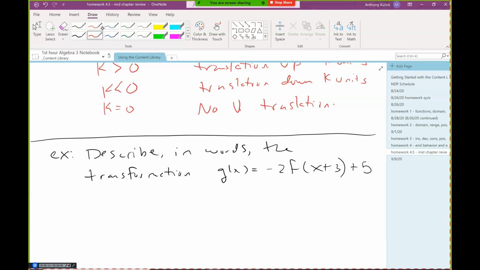Okay. So, a little example here. We're asked to describe this transformation. The first thing that I would do is try to rewrite the transformation that I've been given so that it's in this general form, so it's easy for me to identify the values for A, B, H, and K. Everybody's okay with that plan?